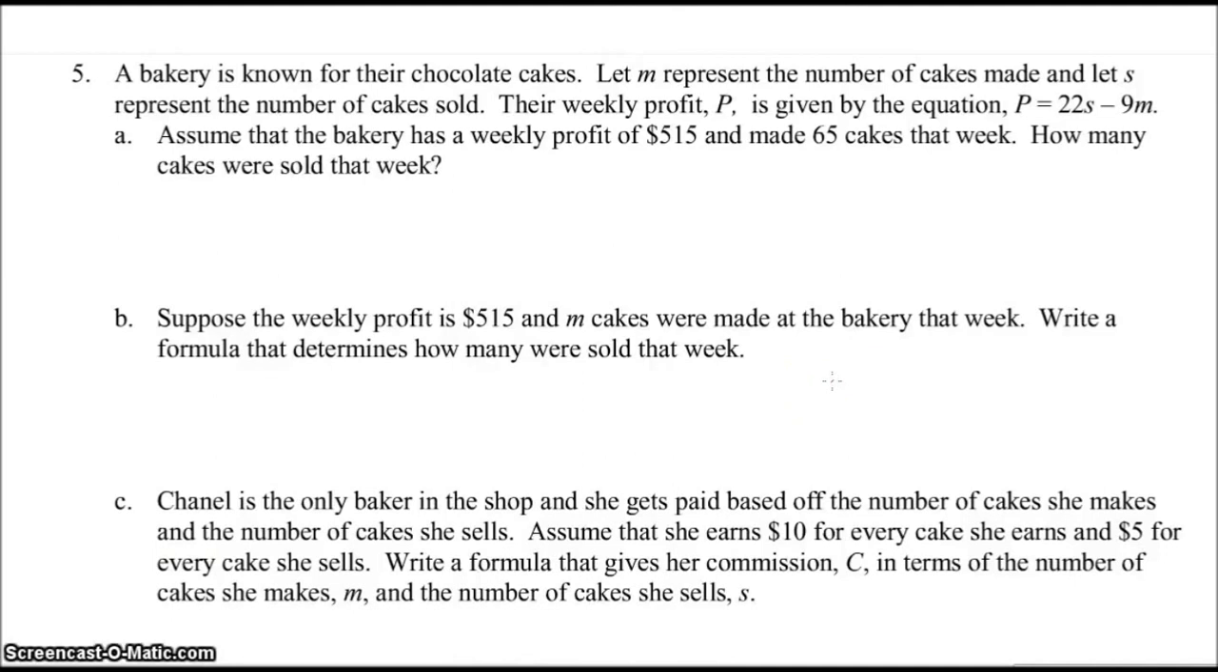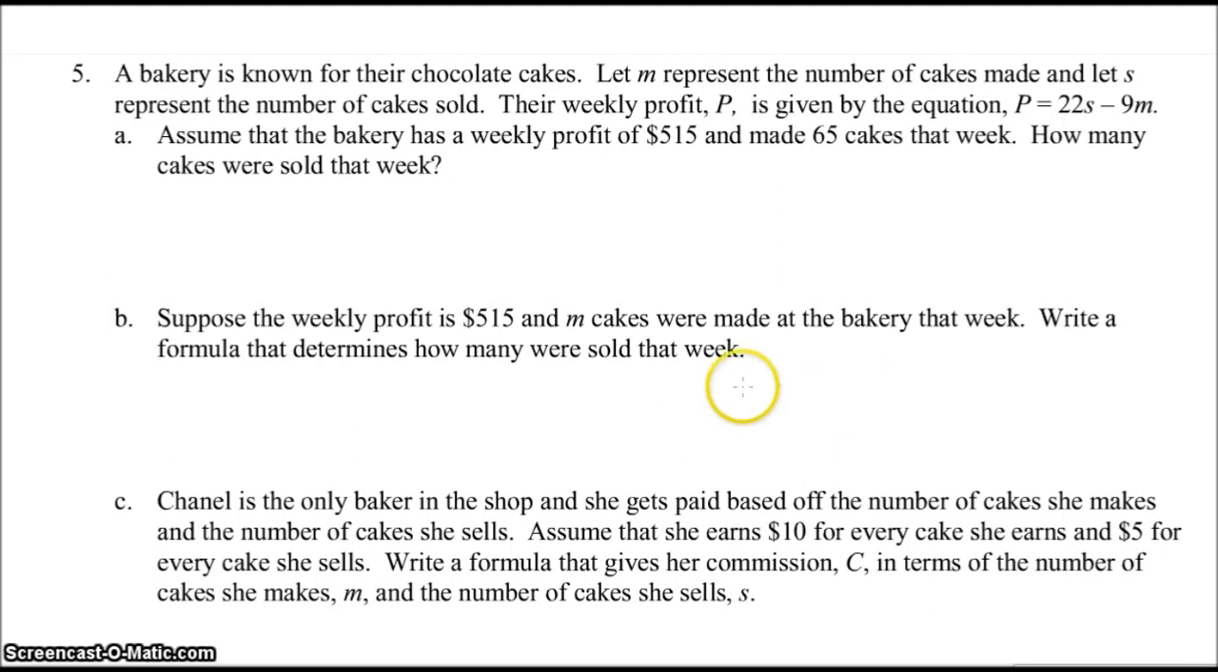Last problem, number 5. A bakery is known for their chocolate cakes. Let M represent the number of cakes made, and let S represent the number of cakes sold. Their weekly profit, P, is given by the equation P equals 22S minus 9M. Assume that the bakery has a weekly profit of $515 and made 65 cakes that week. How many cakes were sold that week?